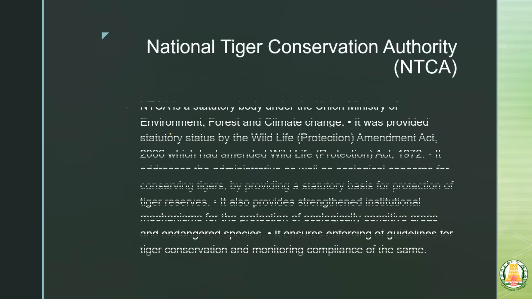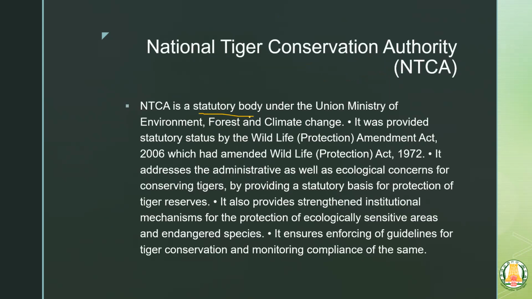National Tiger Conservation Authority, it is a statutory body under which act? Under the Wildlife Protection Act, and this was created in 2006. It will address the administrative as well as ecological concerns for conserving tigers. It will strengthen the institutional mechanism for protection of ecologically sensitive areas and endangered species. It is enforcing guidelines of tiger conservation and monitoring compliance.